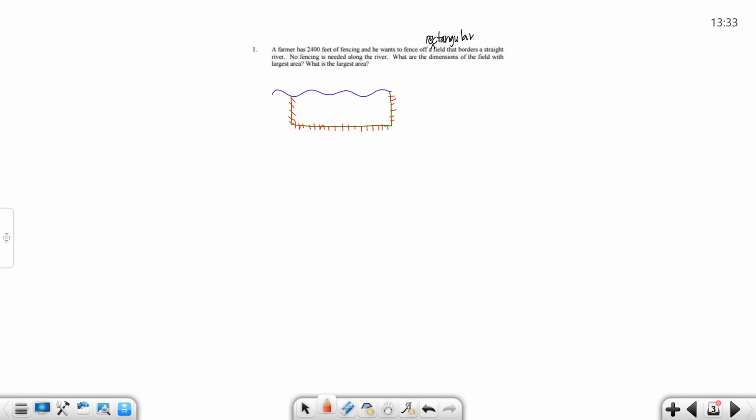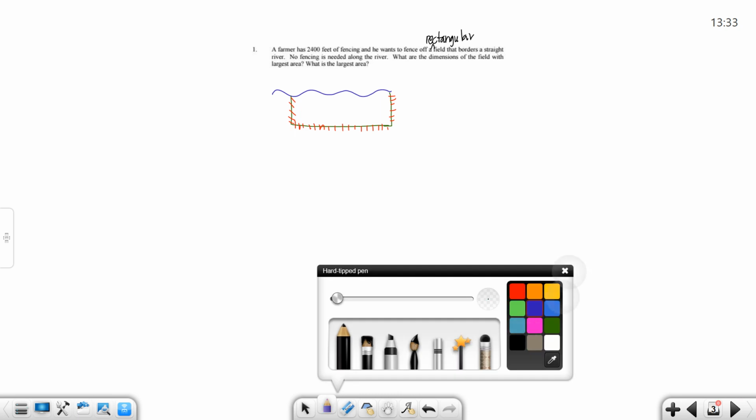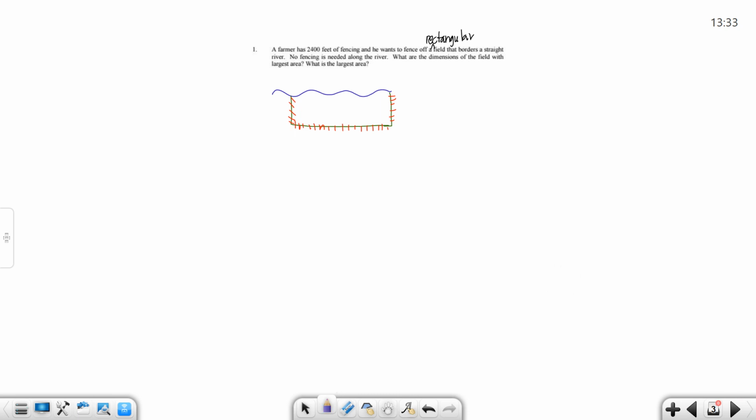So we haven't assigned variables yet, but we have drawn the picture. Step 2 says, write max or min and the quantity to be optimized. If you read through there, it says, what are the dimensions of the field with largest area? So we're going to be looking for max area, largest area. Now keep in mind this is a rectangle. So the area of a rectangle is length times width.